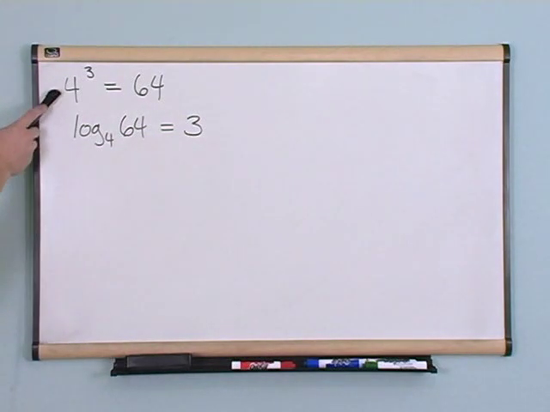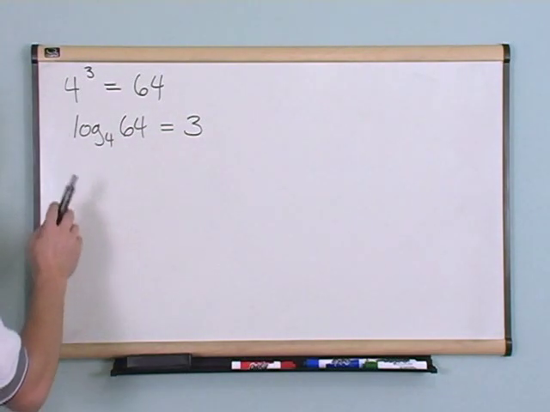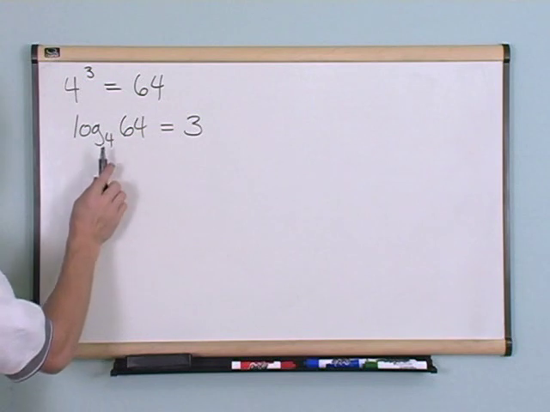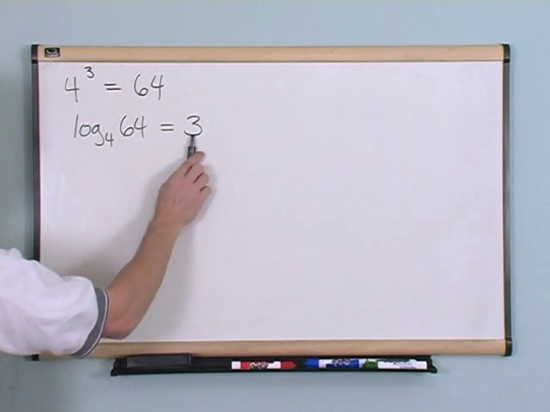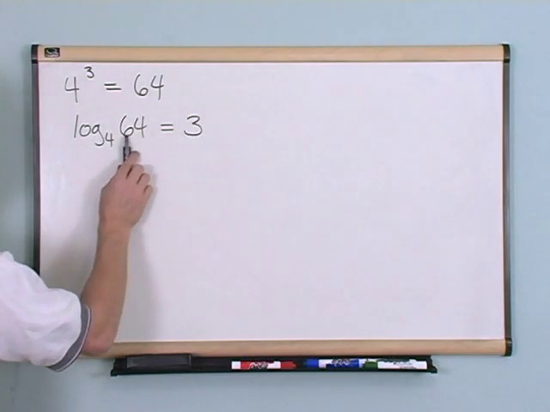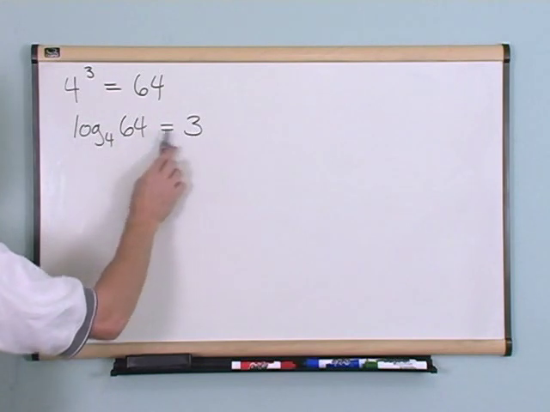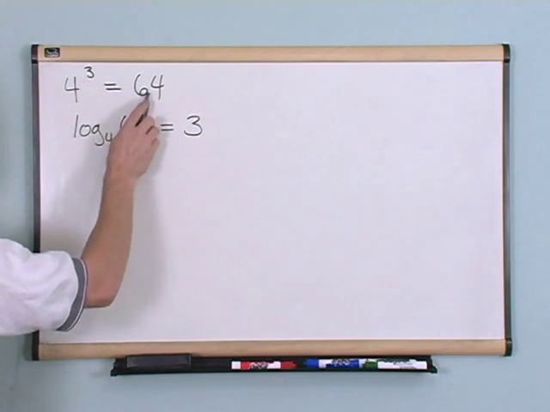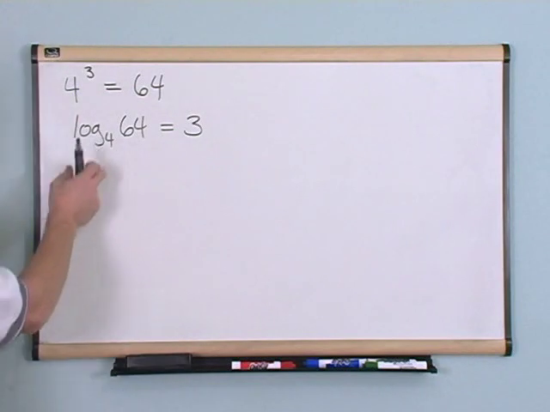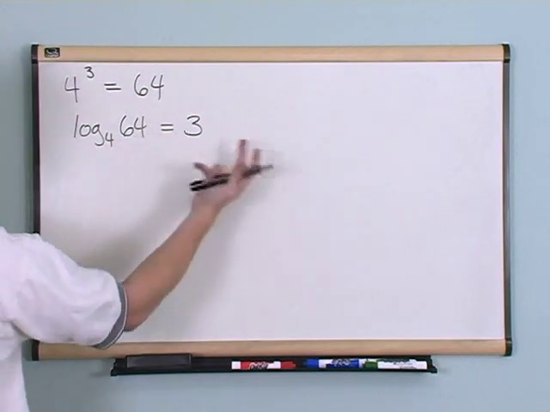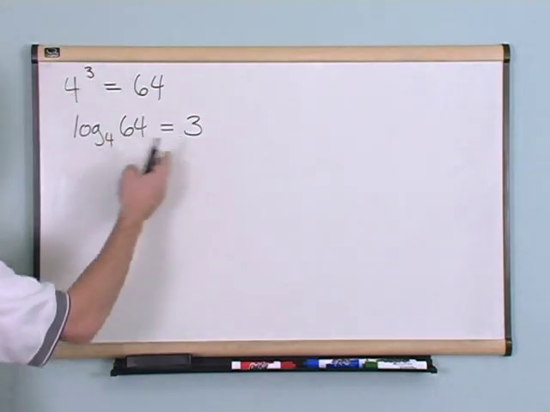I'm changing this into log form. And remember, I told you, every time I see a log, I start at the base. This to the what power, over on the other side of the equal sign, equals 64? 4 to the third power equals 64. These two things are equivalent. Log base 4 of 64 equals 3. It's equivalent to 4 to the third power equals 64. Okay?